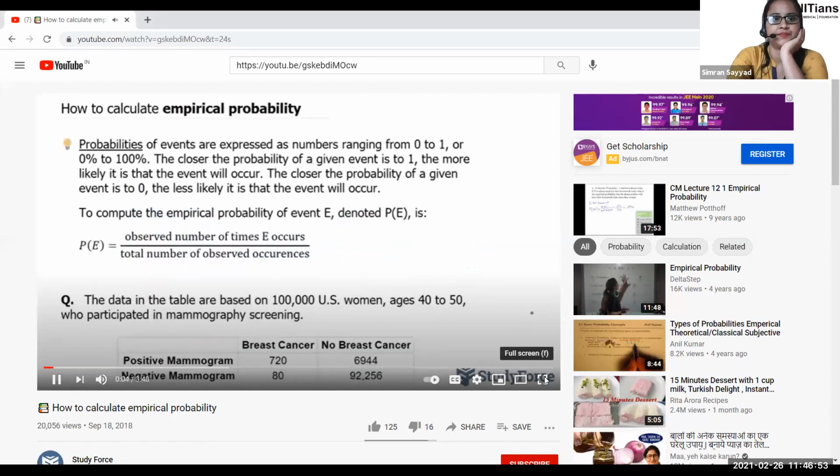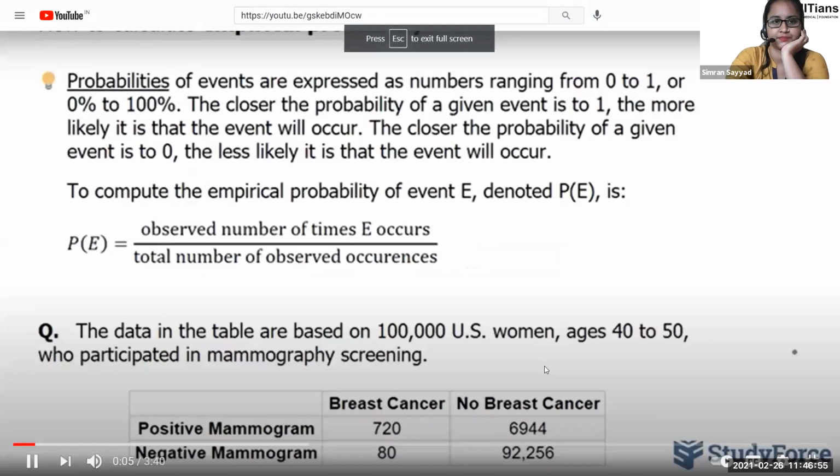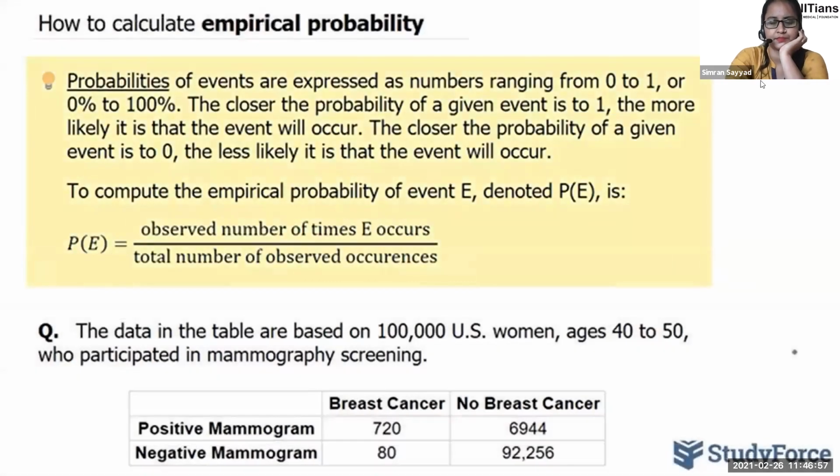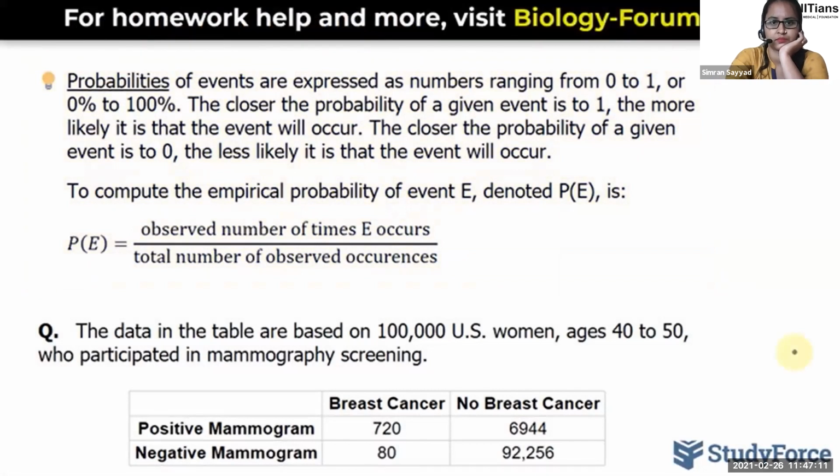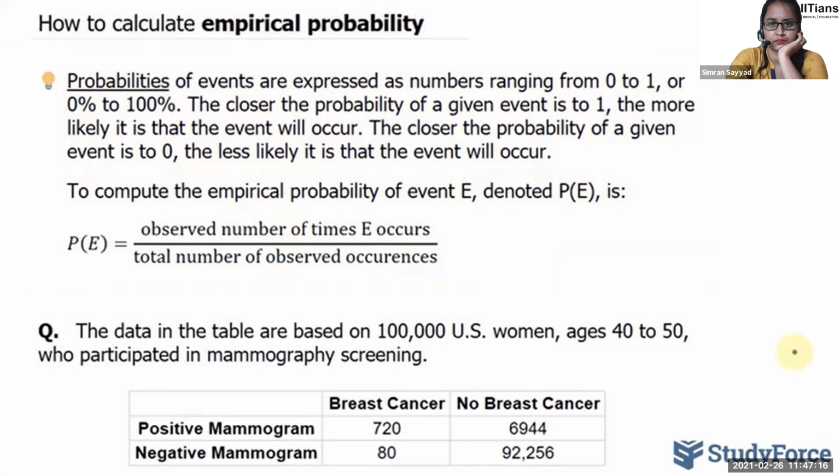In this process, I'll show you how to calculate the observed probability. Probabilities of events are expressed as numbers ranging from 0 to 1 or 0% to 100%. The closer the probability of a given event is to 1, the more likely it is to occur. The closer it is to 0, the less likely it is. The empirical probability of an event E is the observed number of times it occurs over the total number of occurrences.